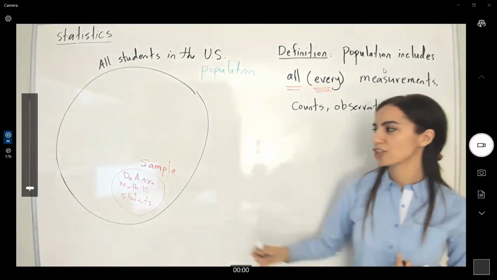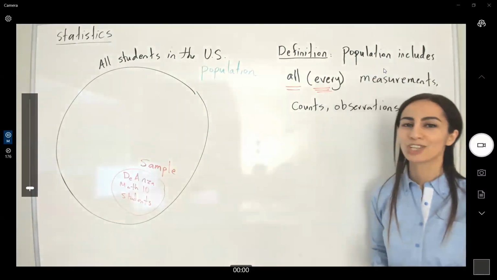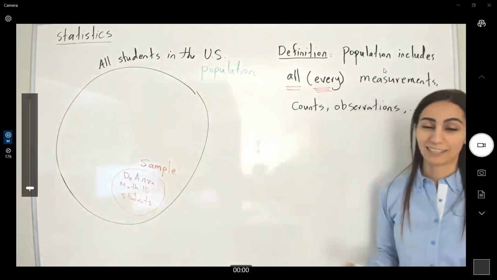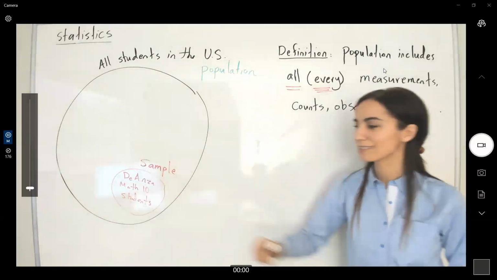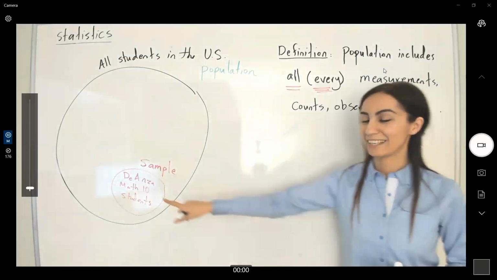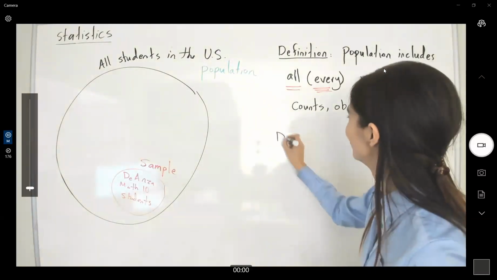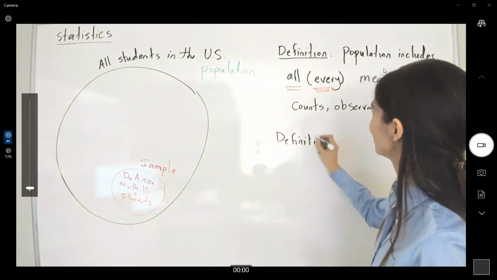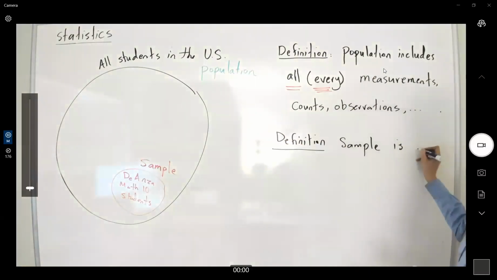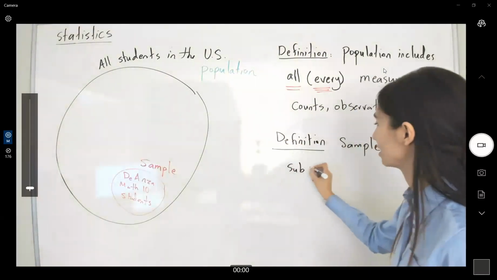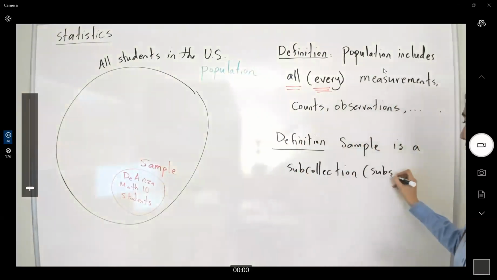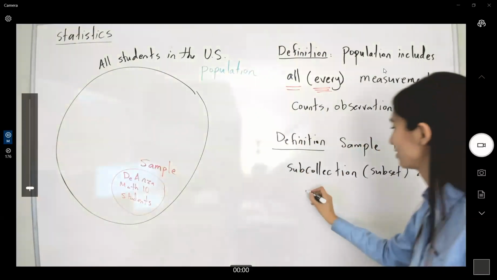Instead, they just select a random college. They select a random class, Math 10. They ask students in Math 10 class, what is your GPA? A sample. Definition of a sample. A sample is a sub-collection or subset of the population.